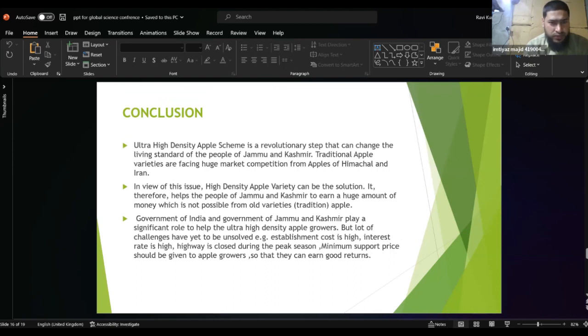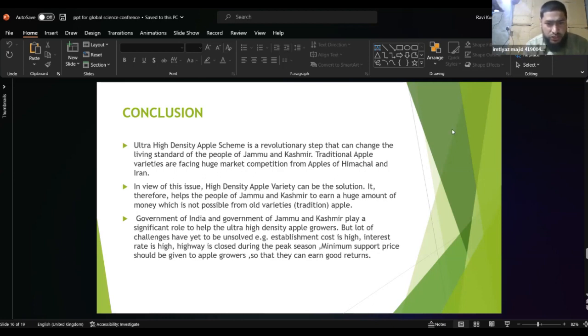At last, in conclusion, I can say that ultra high density apple is a revolutionary step that can change the living standard of the people of Jammu and Kashmir. Traditional apple varieties are facing huge market competition from apples of Himachal and Iran. In view of this issue, high density apple varieties can be the solution. It therefore helps the people of Jammu and Kashmir to earn a huge amount of money, which is not possible from old varieties.